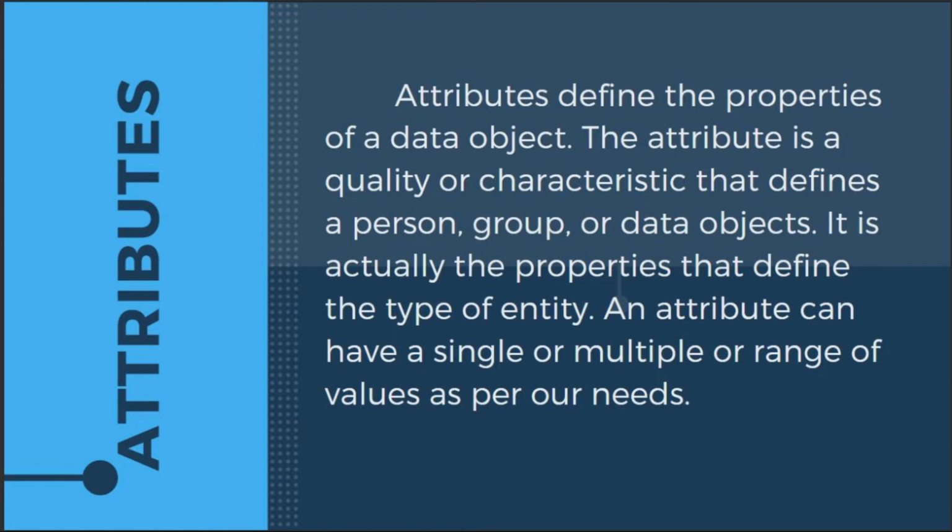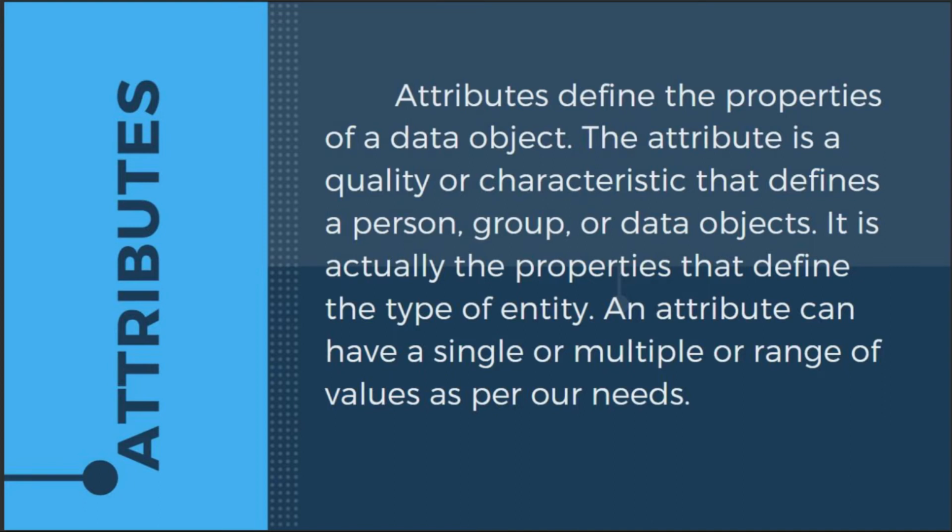So an attribute is a property of a data object. This means these are the things that a data object has, or its characteristics. A data attribute is a quality or characteristic that defines a person, group, or data object. So again, the attributes are the characteristics, or what a data object has.